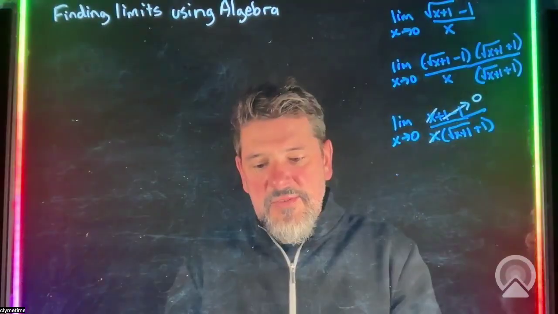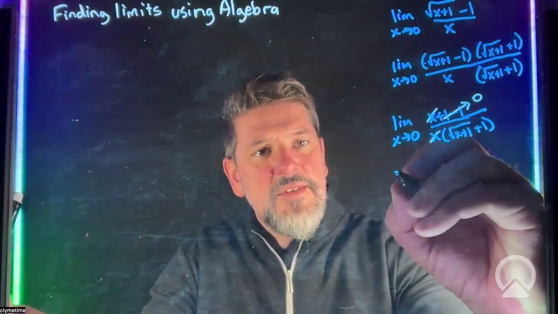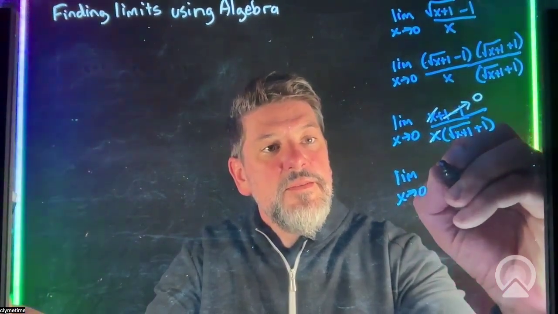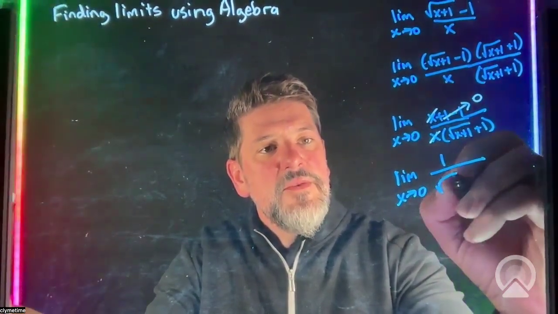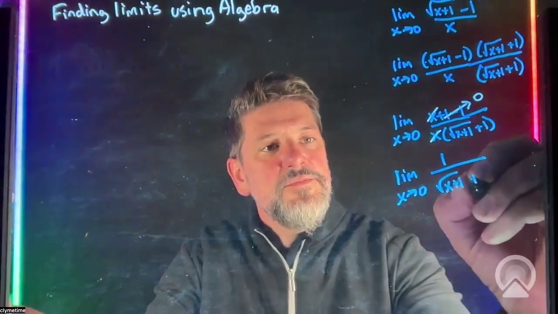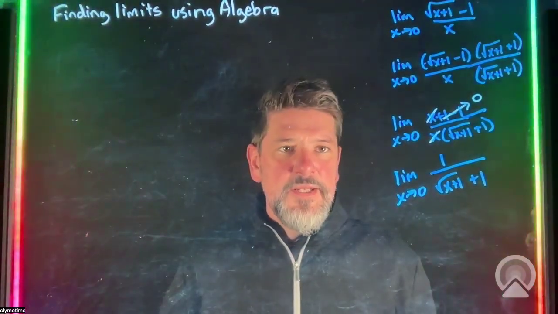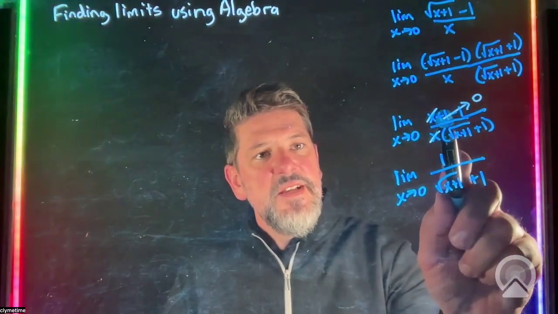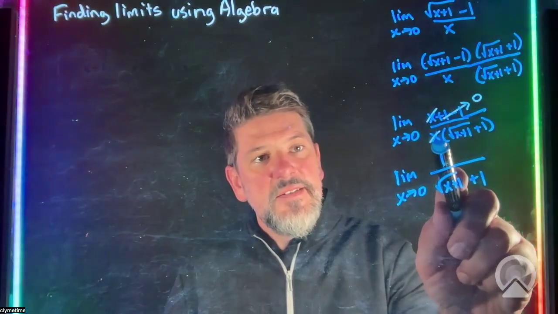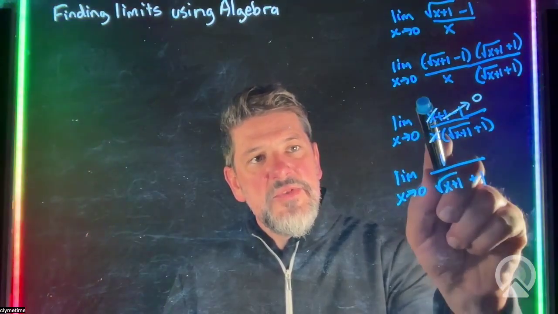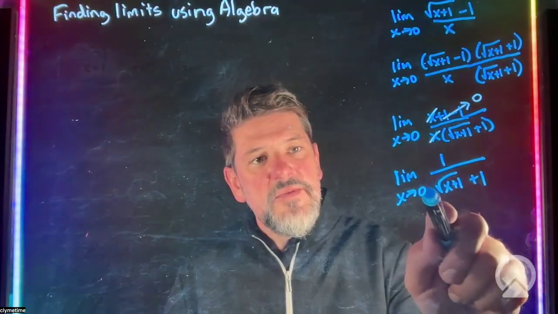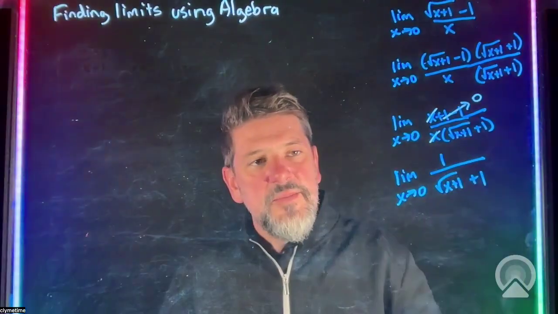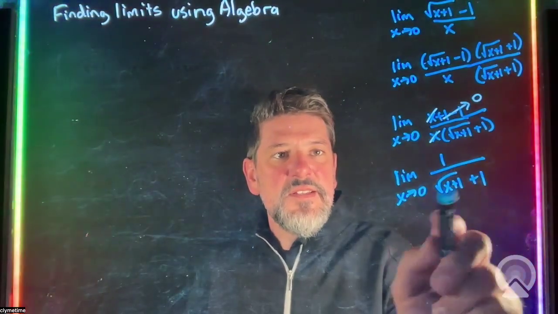And what we're left with is the limit as x approaches 0 of 1 all over square root of x plus 1 plus 1. Now, the reason why we have a 1 in the numerator there is because we had x over x, and x over x can be reduced to 1 over 1. So there's a 1 here, and there's 1 multiplied by what's in parentheses there, which is itself, so we can get rid of the parentheses. So we end up with this. This is equivalent to this.